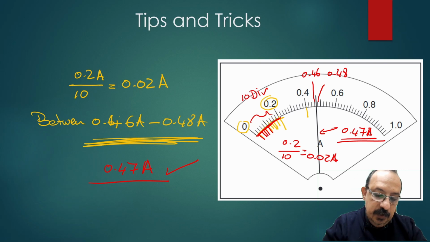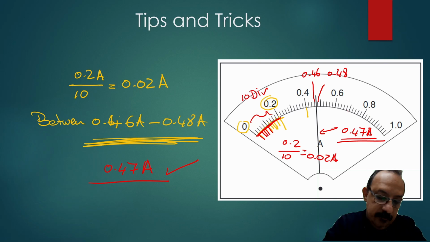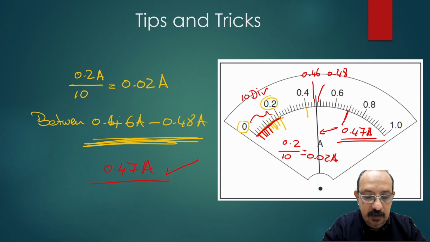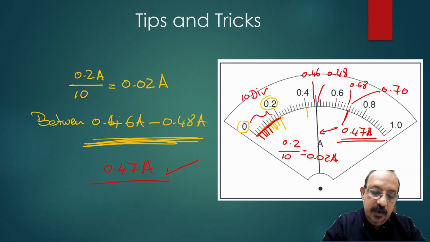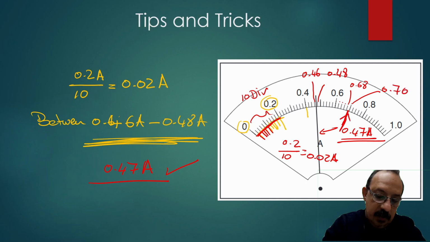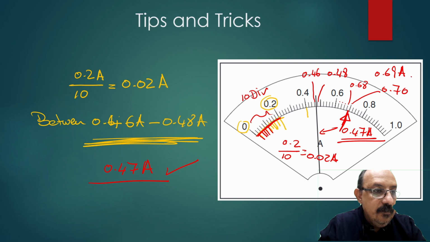If it comes between two lines, then a good estimate can always be given between them. For example, this is 0.6, 0.62, 0.64, 0.66, 0.68, and this is 0.70. Okay, so a good estimate for this measurement is 0.69 amps. So on and so forth.